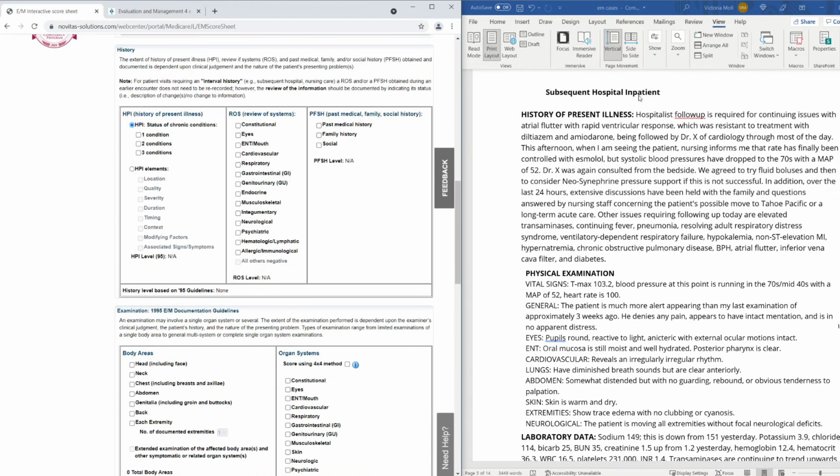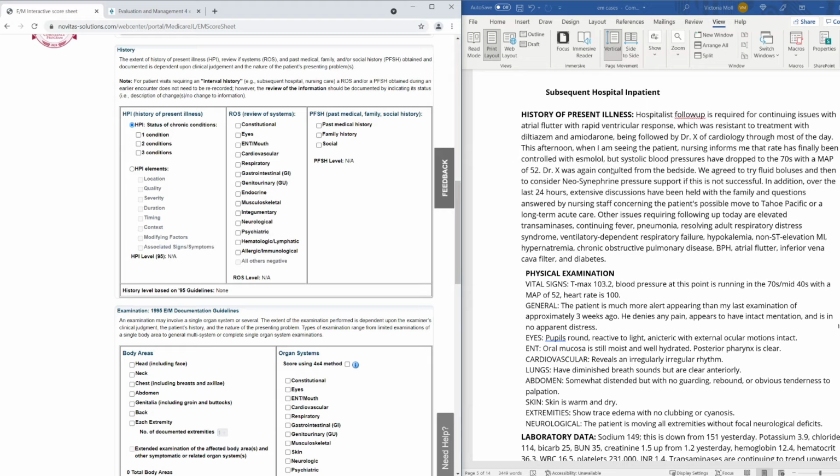So this patient is hospitalist follow-up. Continuing issues with atrial flutter, rapid ventricular response, resistant to treatment, followed by Dr. X of cardiology throughout most of the day. This afternoon, when I am seeing the patient, nursing informs me that the rate has been controlled, but systolic blood pressures have dropped to the 70s.